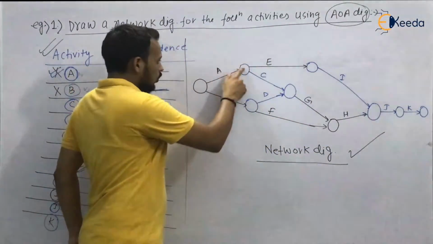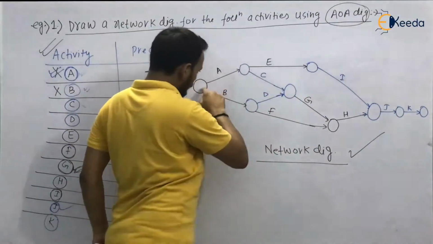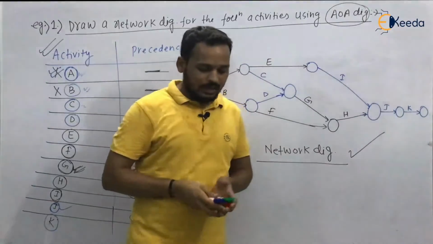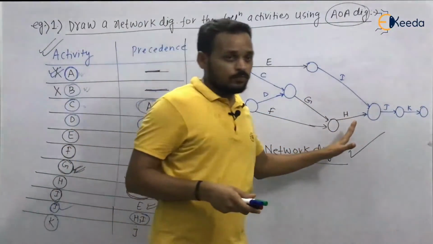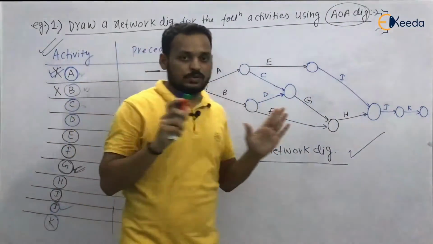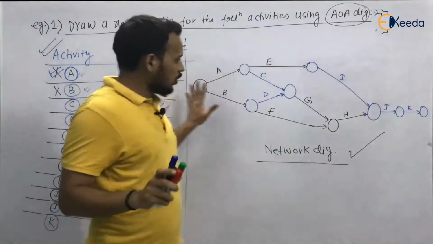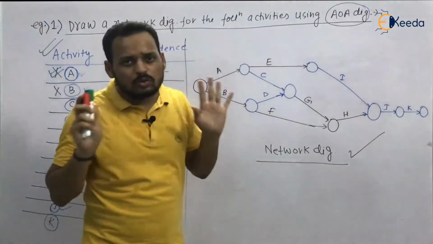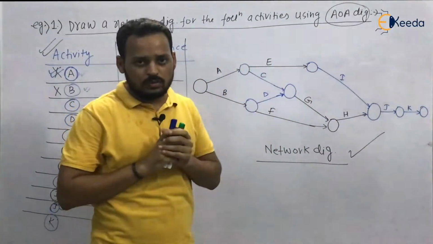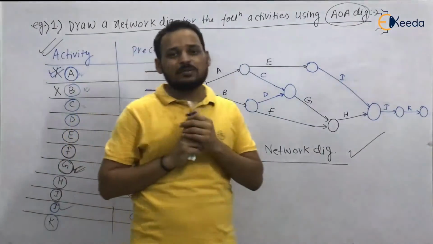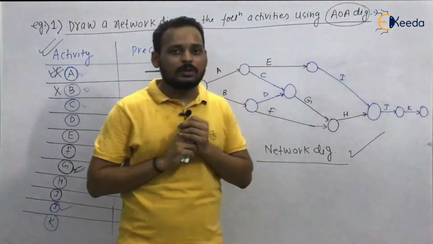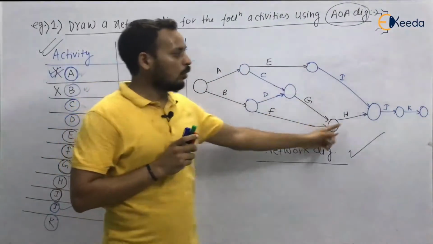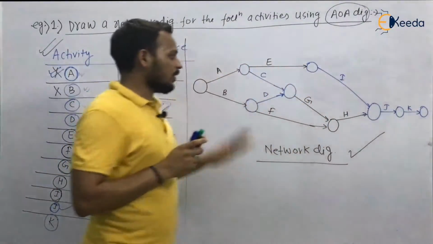Now if you want to name these nodes, then you have to use Fulkerson's rule. But I will tell you about Fulkerson's rule after this topic, because you will get confused. So you just have to make the network diagram. If you don't know Fulkerson's rule, you can still solve the problem in the GATE examination. But I will tell you what Fulkerson's rule is and how to number those nodes. So this was the first example.